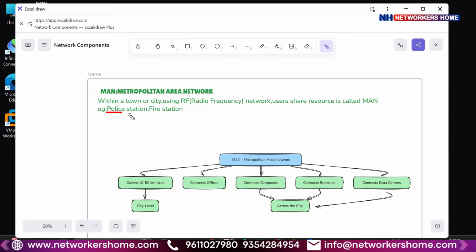Okay. For example, police station and also fire station. Fire station also, you will have multiple fire stations. Correct? You will have 4, 5, 6 within a city, right? According to the nearby one, we are going to call that fire station. Same thing. Okay. So it connects offices, connects campuses. If it's an office, consider there is a TCS office or Infosys. You think they will have only one building? They will have another office. There will be another office. So when they all try to communicate, then that is called MAN. Okay. It connects branches, bank branches, right? Data centers, all those across the city is called metropolitan area level. That means city level.